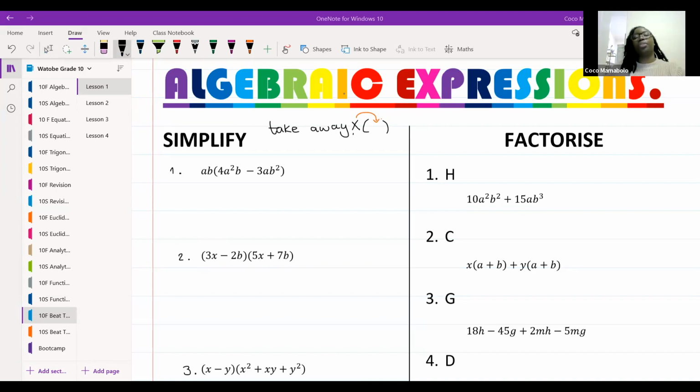Excellent. All right, guys, let's start with number 1. What we're going to do here is multiply in, and we're just going to match like with like: signs with signs, numbers with numbers, variables with variables. So I'm going to get AB times 4A squared B, and the answer I'm going to get out is 4A cubed B squared, and then I'm going to have AB times 3AB squared, and that's going to give me minus 3A squared B cubed.